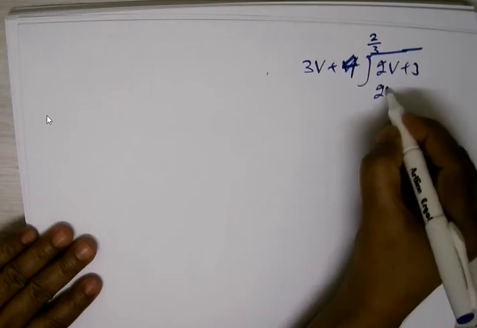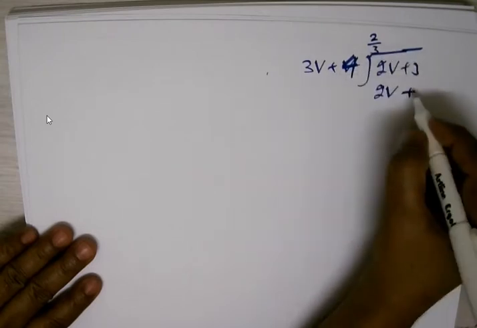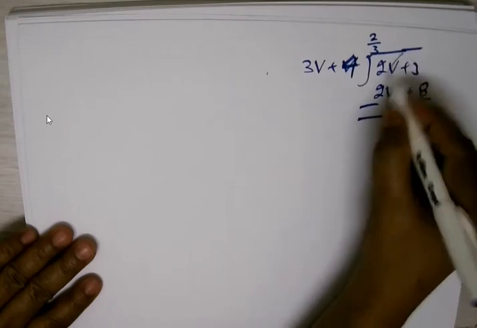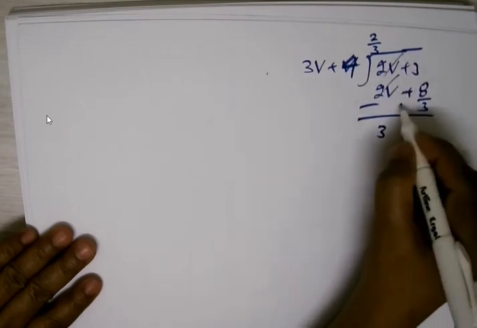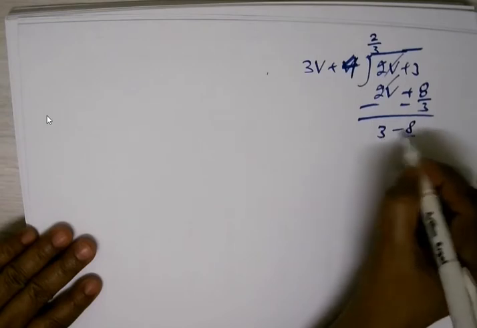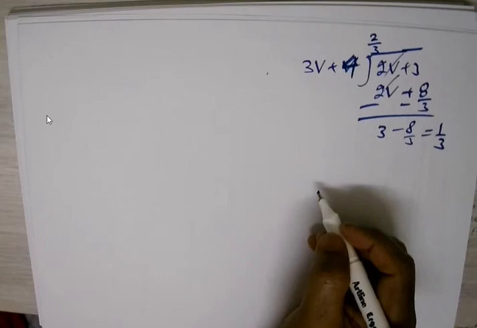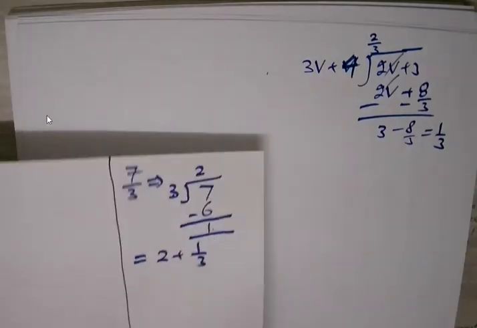So multiply 2v plus 2 multiplied by 4 is 8 by 3, and subtract it. So this minus cancel. So what is that? 3 minus 8 by 3. 3 minus 8 by 3 means 1 by 3.